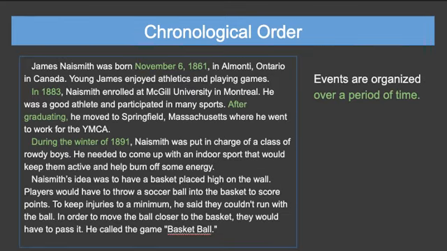Why don't you pause, read through this passage, pay attention to the dates that are being used. You're going to see a lot of dates when we're using chronological order because events are organized over a period of time.